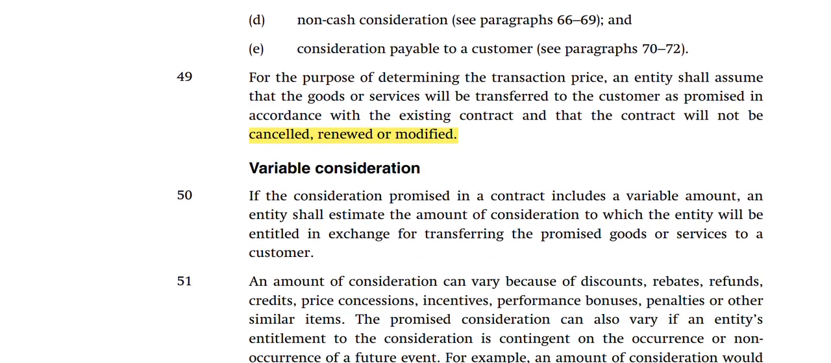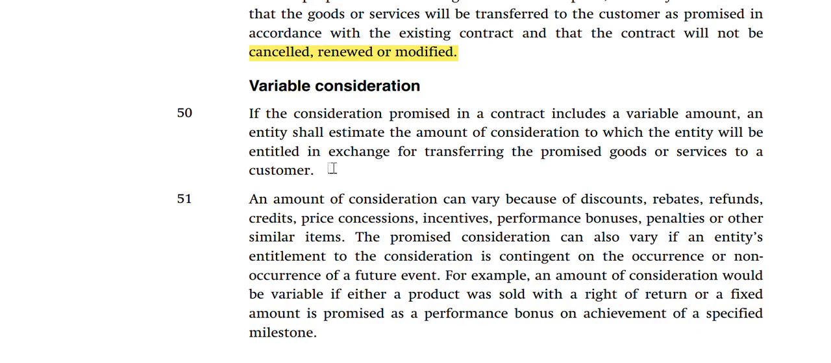Now, variable consideration. What is a variable consideration? So you need to understand what is that variable consideration that we're talking about above. As per paragraph 51, if the consideration promised in the contract includes a variable amount, an entity shall estimate the amount of consideration to which the entity will be entitled in exchange of transferring goods or services to the customer. Paragraph 51 says, an amount of consideration can vary because of discounts, rebates, refunds, credits, price concessions, incentives, performance bonuses, penalties, and other similar items.